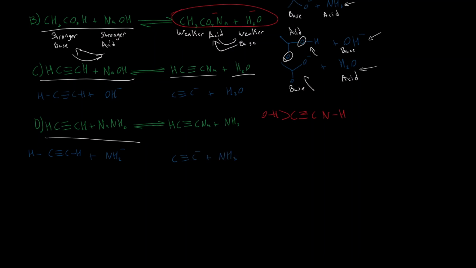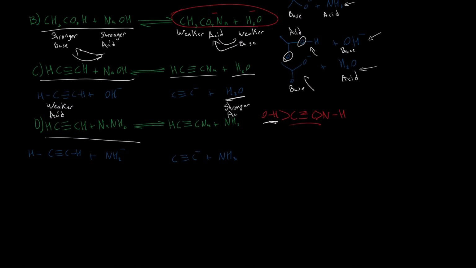Now, going back to our rule, primary carbons are more acidic than nitrogen, but less acidic than oxygen. So, over here, we have our weaker acid, because as we mentioned, OH is more acidic than primary carbon H. So here, H2O is more acidic than C triple bond CH. So this is a stronger acid.